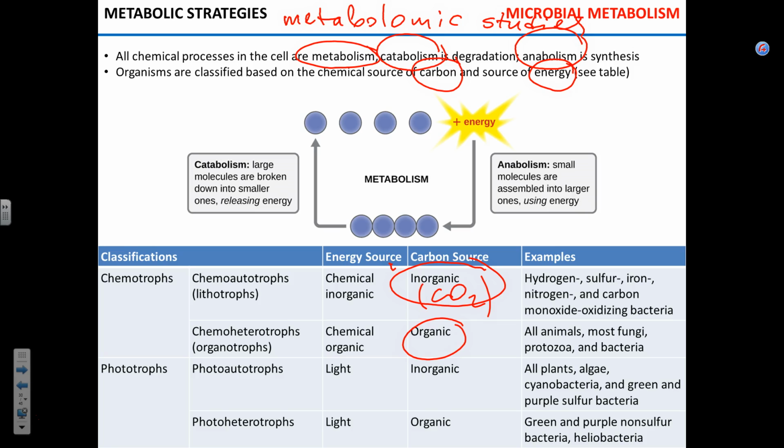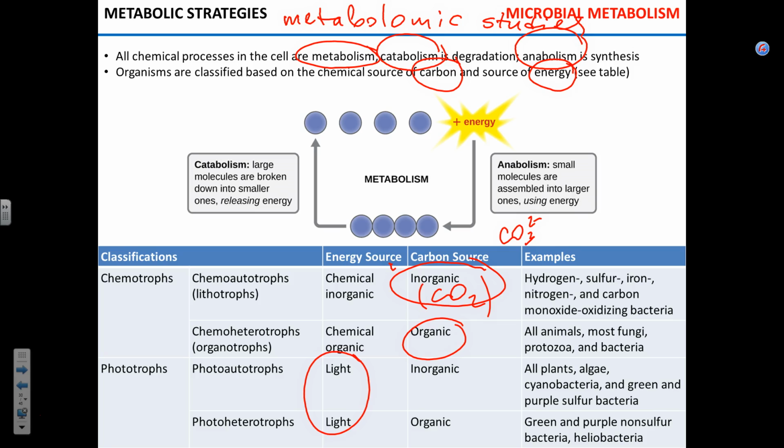So again, organic sources are vast and multiple. Inorganic are limited. It's either carbon dioxide or, in some cases, bicarbonate. Okay, but it's all inorganic. Mostly it's carbon dioxide. Now, along with the sources of carbon, organisms need to get energy, right? There are two major sources of energy. One is sunlight. Very good.